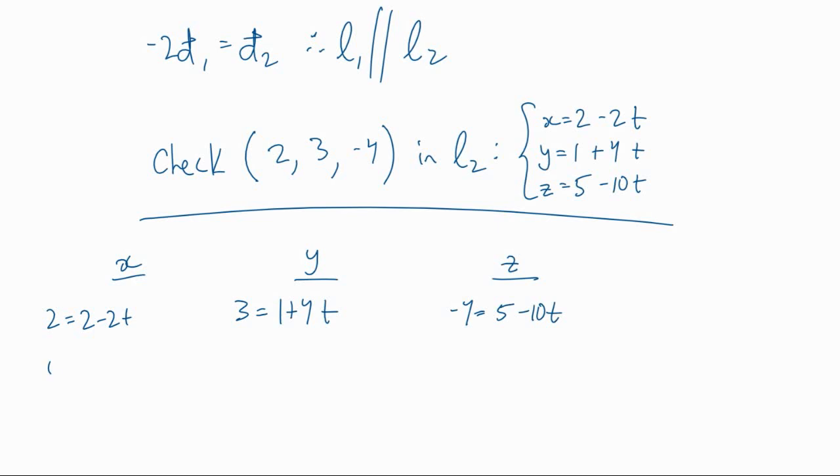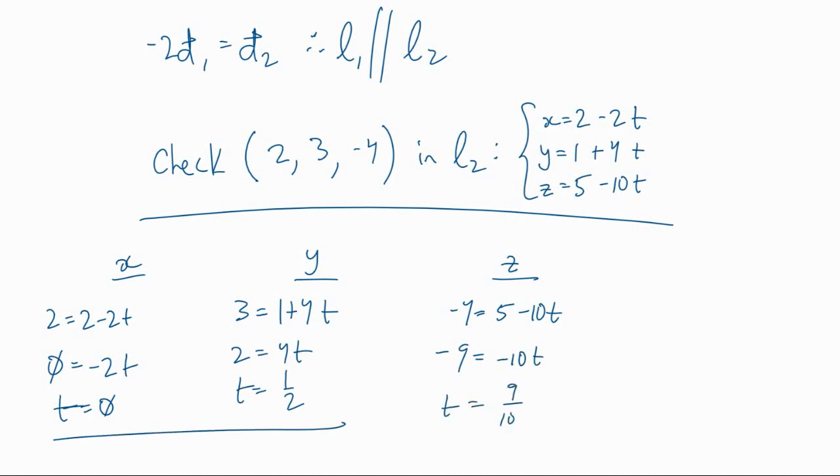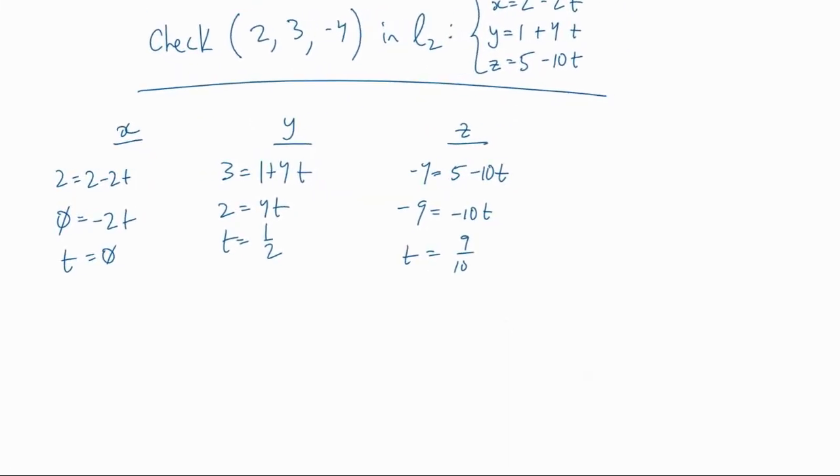So solving these, I get 0 equals negative 2t, so t is 0. Oops. I get 2 equals 4t, so t equals a half. Well, right there, we kind of know what's happening here. Negative 9 equals negative 10t, so t is apparently 9 over 10. I would solve all these, even if you get to 2 not being equal, I would solve all 3 because otherwise it looks incomplete. Okay, and again, what does this tell us? Inconsistent t means the point is not on the line.